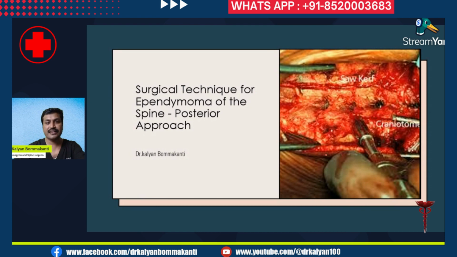Coming to the surgical technique for ependymoma of the spine, there are many surgical approaches. We will be discussing the most important and the most common approach, which is the posterior approach, that is the approach from behind. I'm Dr. Kalyan Bommakanti, a neurosurgeon and spine surgeon from Aware Gleneagles Global Hospital, Hyderabad.